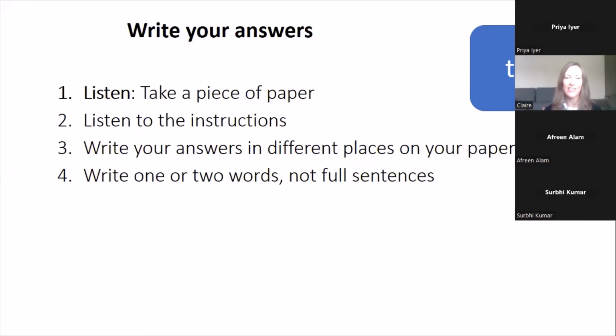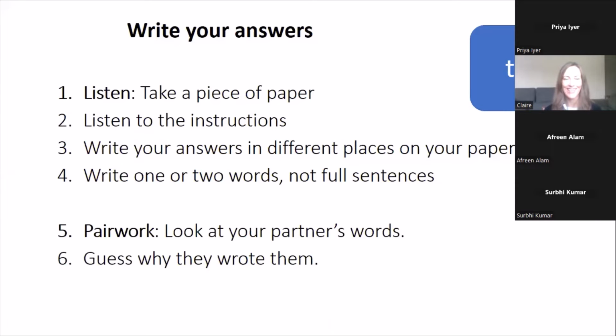Now, here are the instructions, and I can see you're getting into it in the chat. The next stage would be for my students to work in pairs and look at the words on their partner's paper. Remember, they're in different places, and guess why they wrote them. They have to guess if they think this is a dull or exciting activity in terms of what their partner thinks. So here are my words.